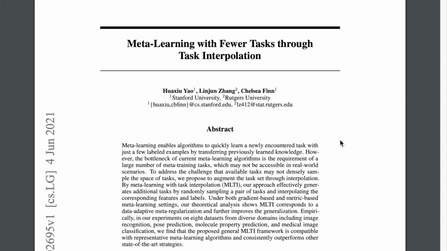Next up, we have meta-learning with fewer tasks through task interpolation. So the authors are describing how in order to do this meta-learning, you need a dense sampling of possible tasks. Similar to this idea that deep learning needs big data for supervised learning, in order to do this meta-learning quick adaptation, it needs a large set of potential tasks to learn from. So I think a good example to describe it is the Omniglot dataset.